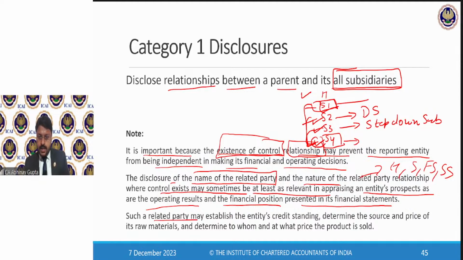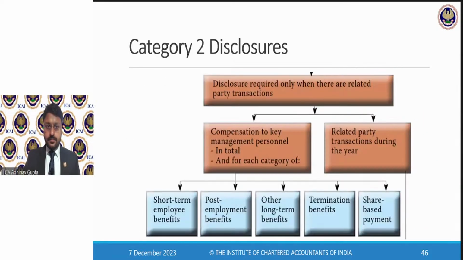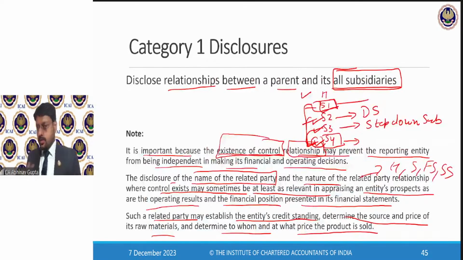Such a related party may establish the entity's credit standing, determine the source and the price of raw materials, and determine to whom or at what price the product is sold. Because there might be decision making by these related parties in the business of the entity. So that's why this disclosure is crucial, right? Any question on category 1 disclosure?